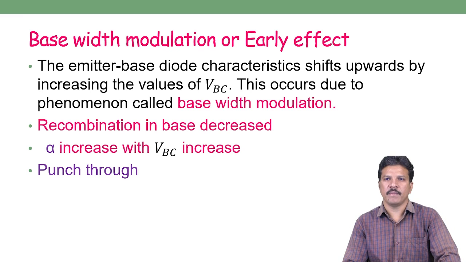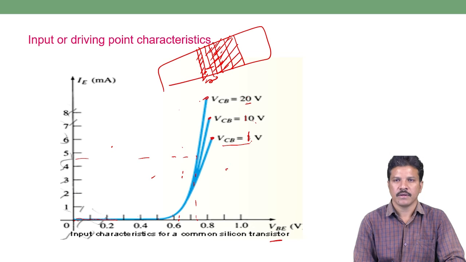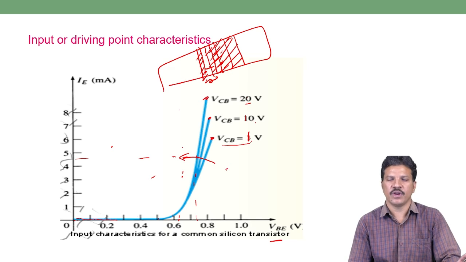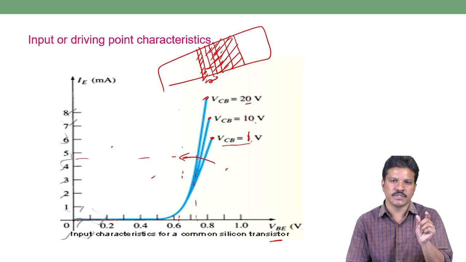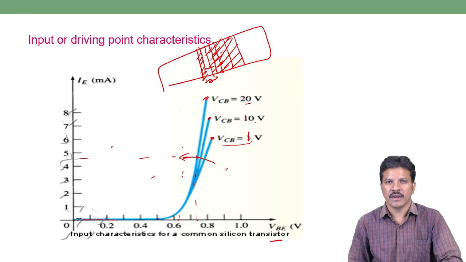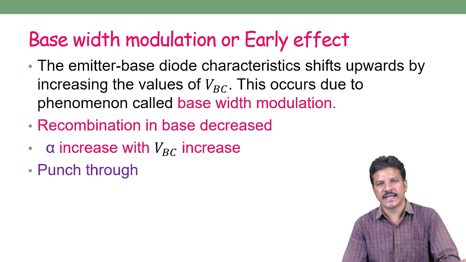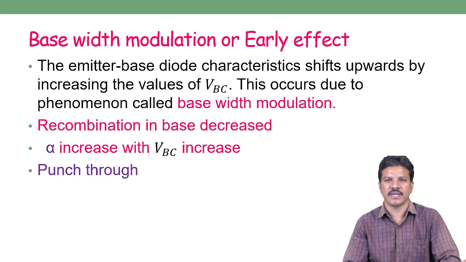The emitter base diode characteristic shifts upward by increasing the value of VBC. So this occurs due to a phenomenon called base width modulation. So why the graph moved this way, towards the left side? The only reason is base width reduction, or base width modulation, or early effect. So what are the consequences when we go on decreasing the base width by changing the reverse voltage?